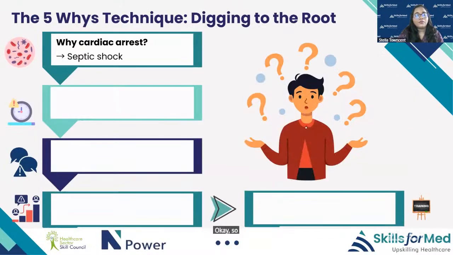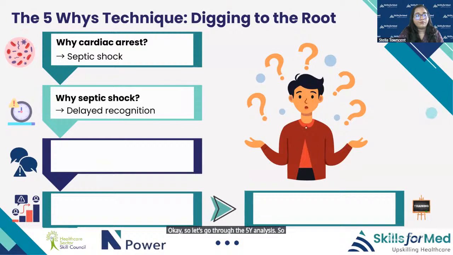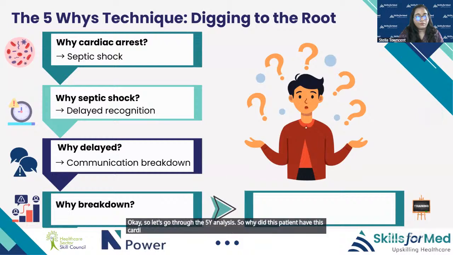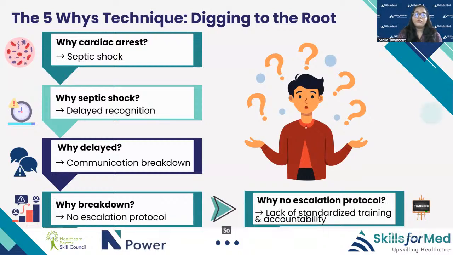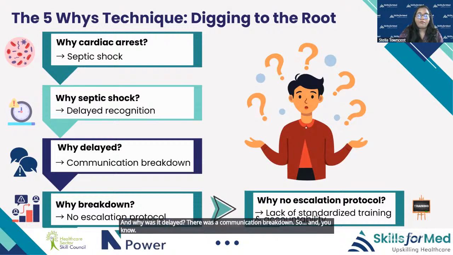Okay, so let's go through the 5 why analysis. So why did this patient have this cardiac arrest? Because she went into septic shock. So why did the septic shock happen? Because of delayed recognition. And why was it delayed? There was a communication breakdown. And why did this communication breakdown happen?